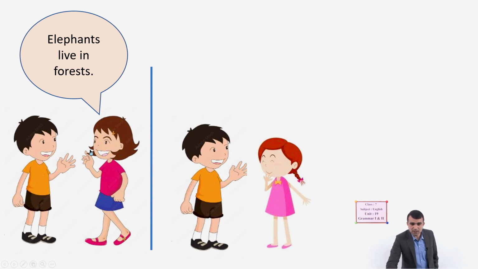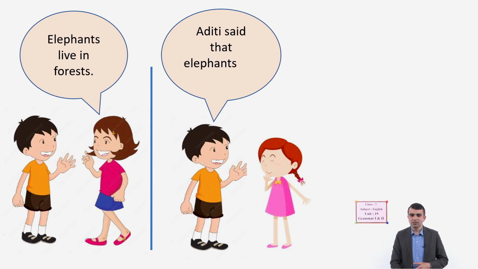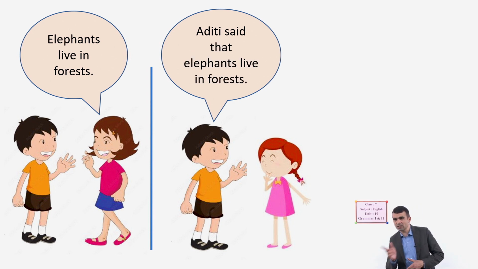And in first picture, the girl is talking to the boy, and she is saying, what is she saying? Read it. Elephants live in forest. Okay, good. Elephants live in forest, she said. Now in second picture, what you can see? He is talking to another girl and he is saying, Aditi said that elephants live in forest. This boy comes here and he is reporting the same statement made by Aditi, this girl.